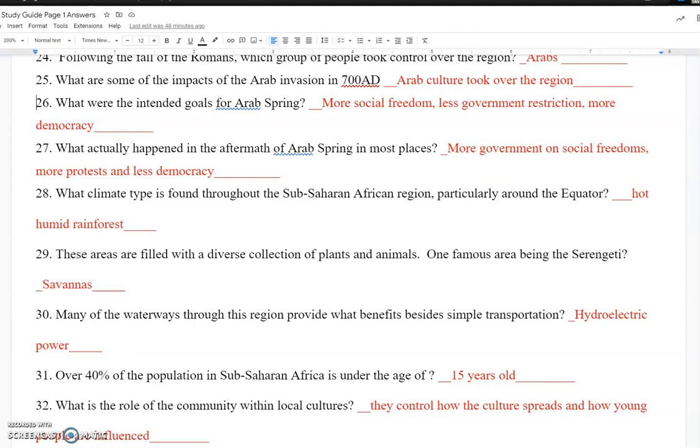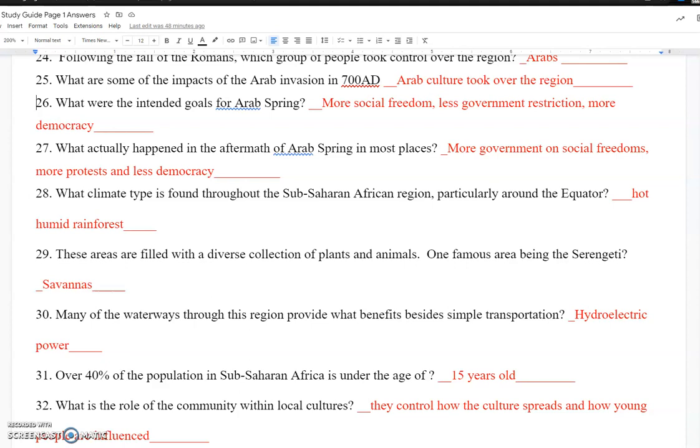28, what type of climate is found throughout sub-Saharan Africa? So we're moving to unit number 4 now, particularly around the equator. So that was going to be hot and humid rainforest types. 29 is, these are a diverse collection of plants and animals. It is savanna.